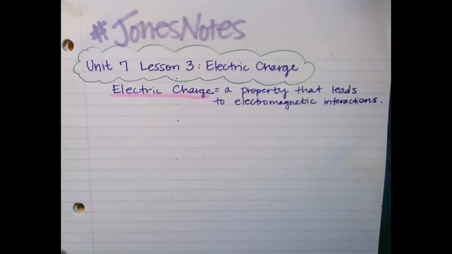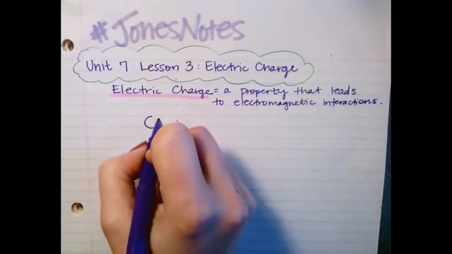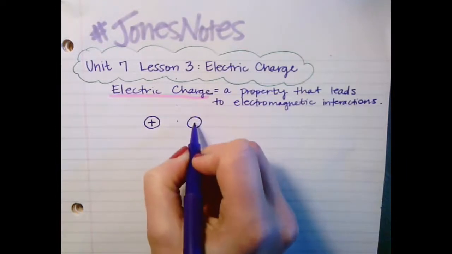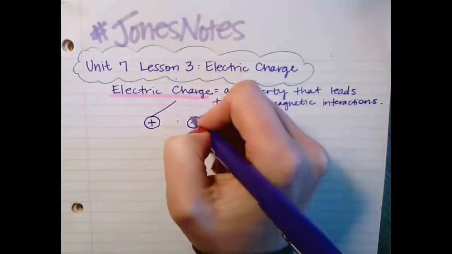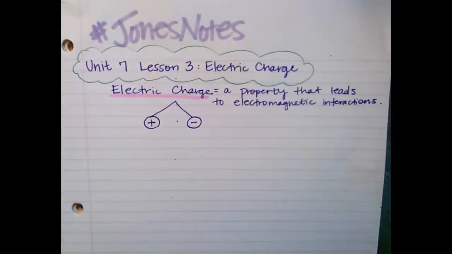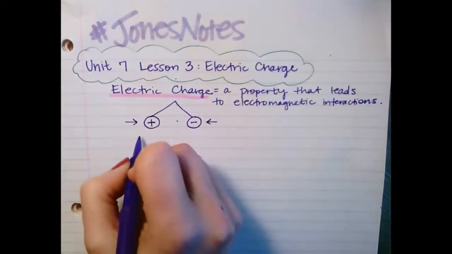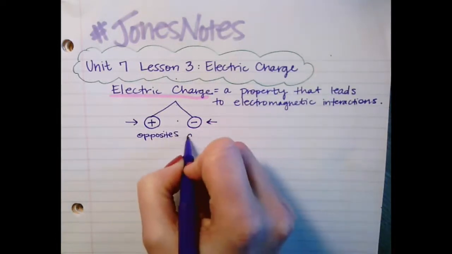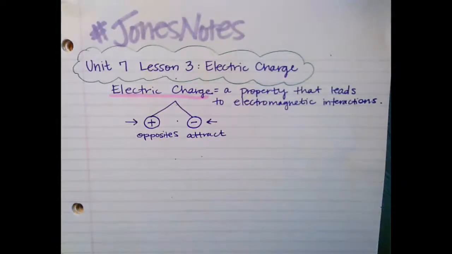Okay, so what that means is that it's going to lead to a repulsion or attraction force. So let's go over that. If I have an atom or an object with a positive charge, and I have an object with a negative charge, let's say they were balloons hanging on a string. These are opposites, so opposites would actually attract to one another. Opposites attract is a main idea.